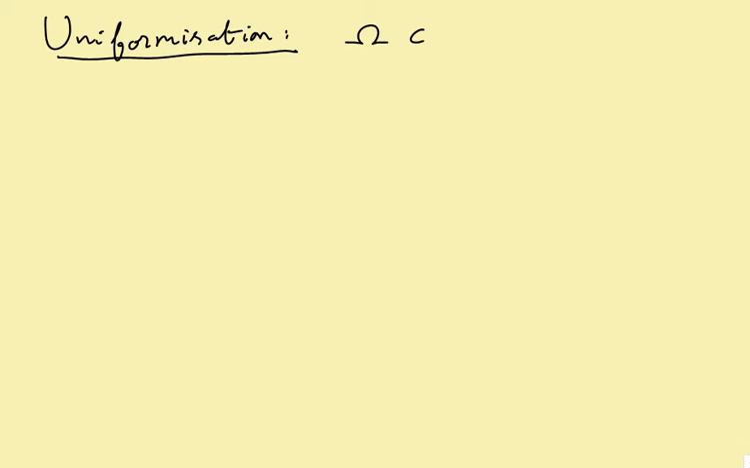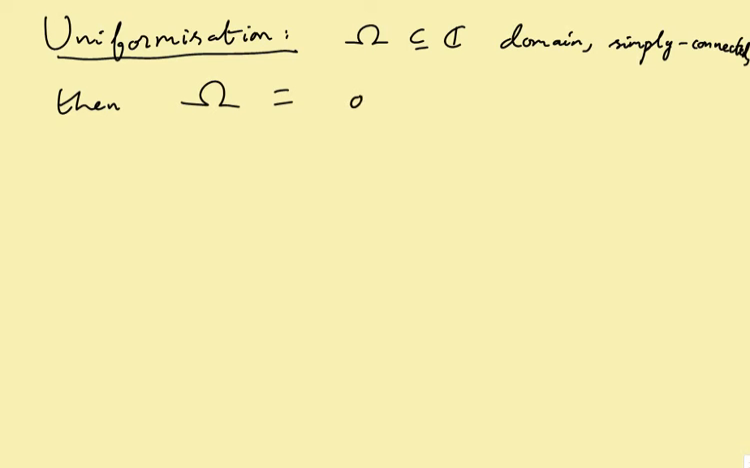First of all, we'll start with some very basic complex analysis, which is the uniformization. Well, what does the uniformization theorem say? Well, there are various statements, but I'll put a very simple one. So suppose omega contained in C is a domain and it's simply connected. Then omega equals one of, and here equals means equals in the complex analysis sense, biholomorphic.